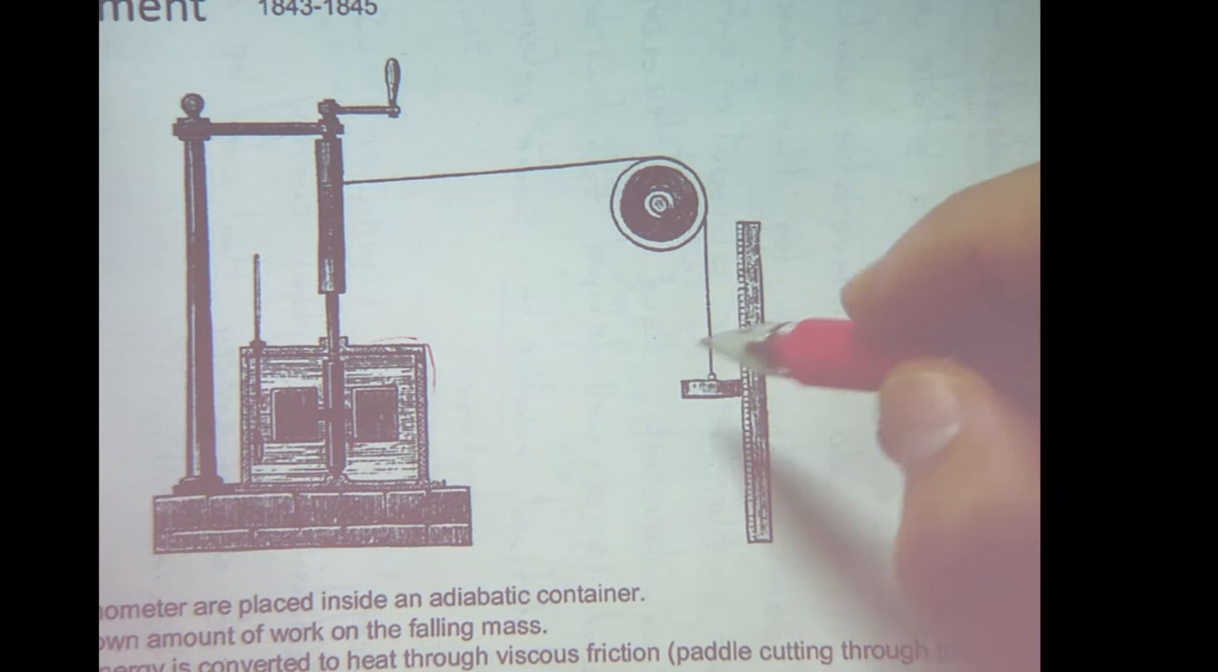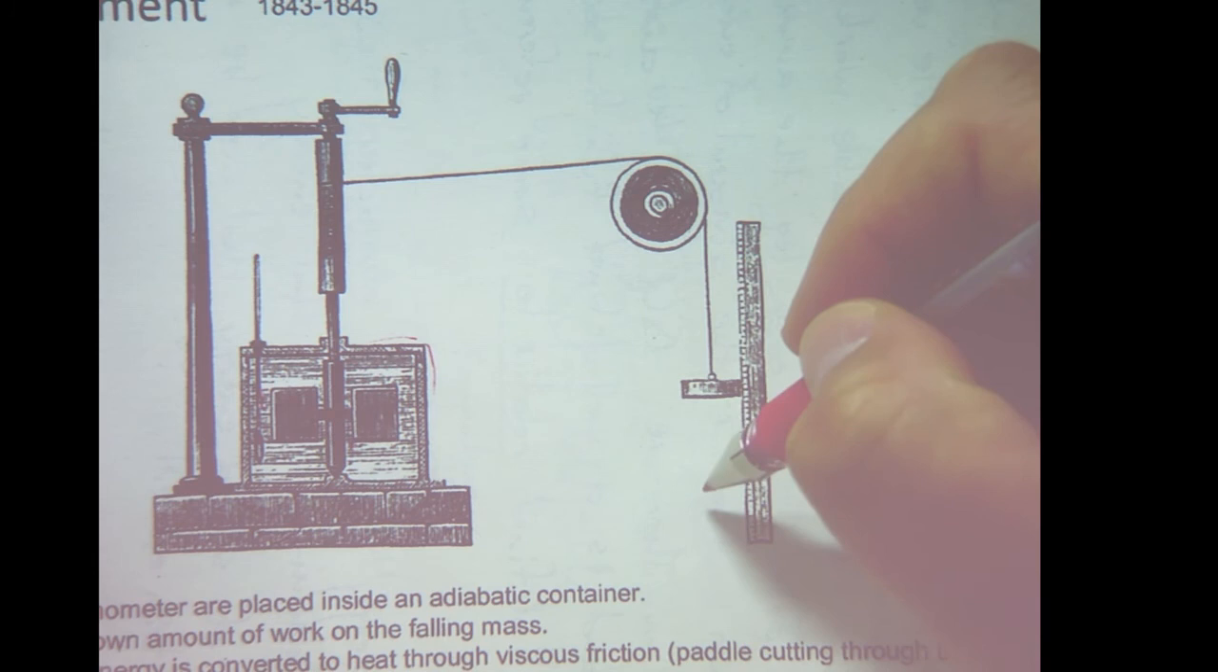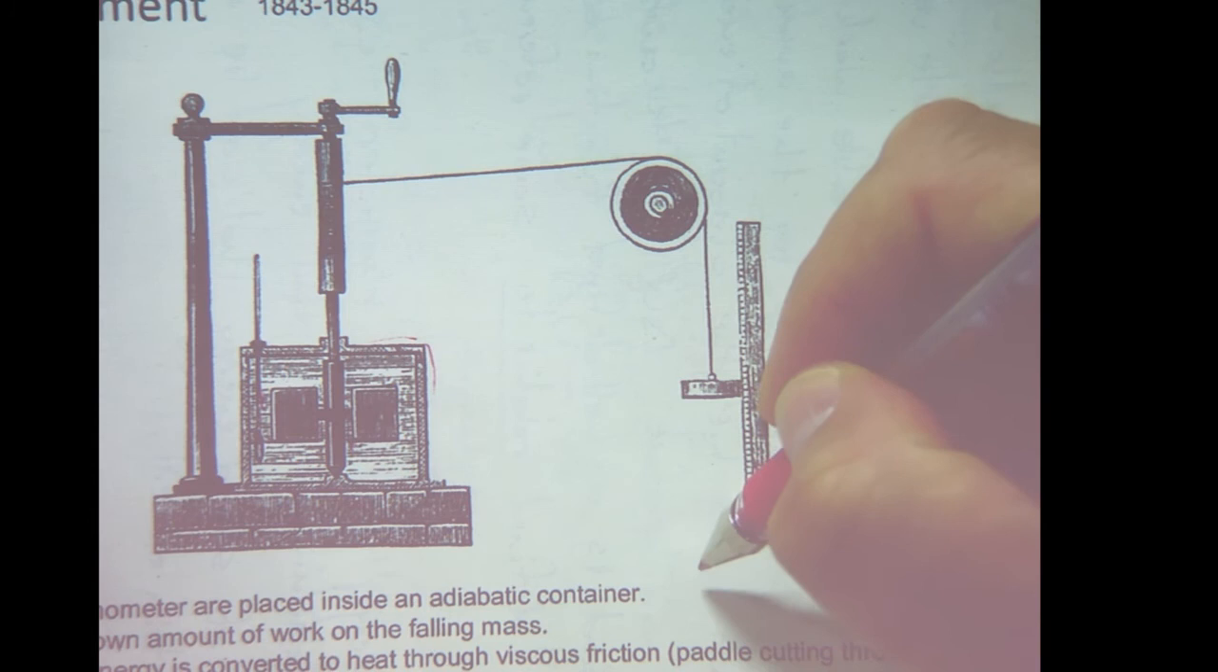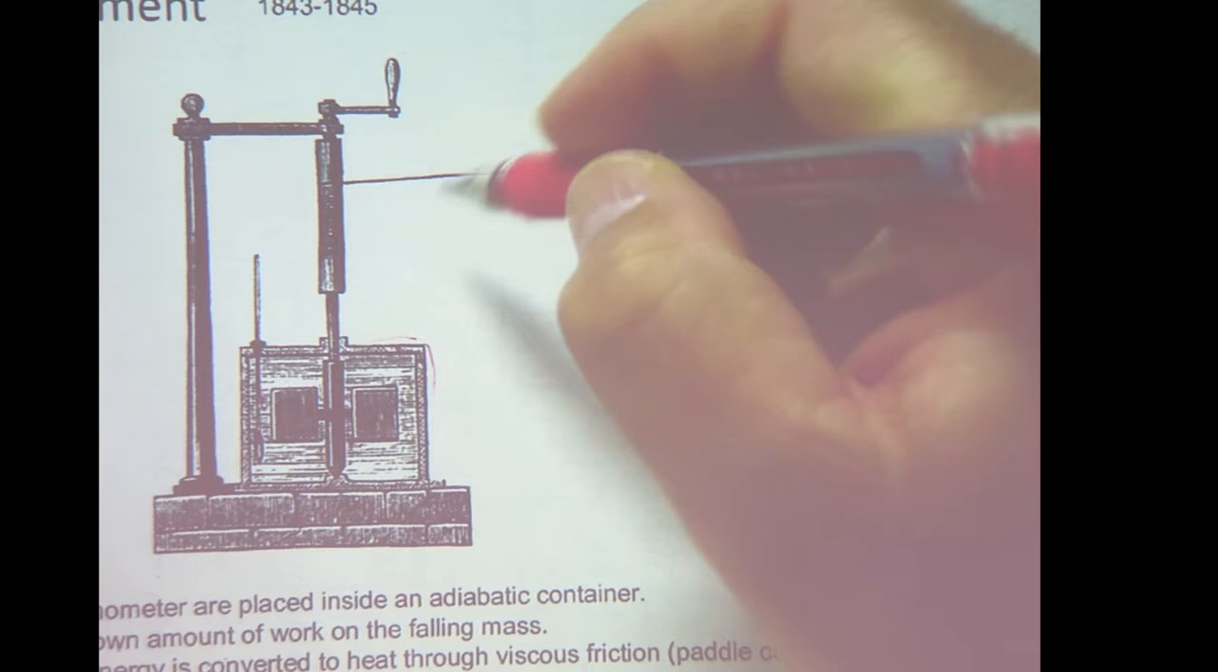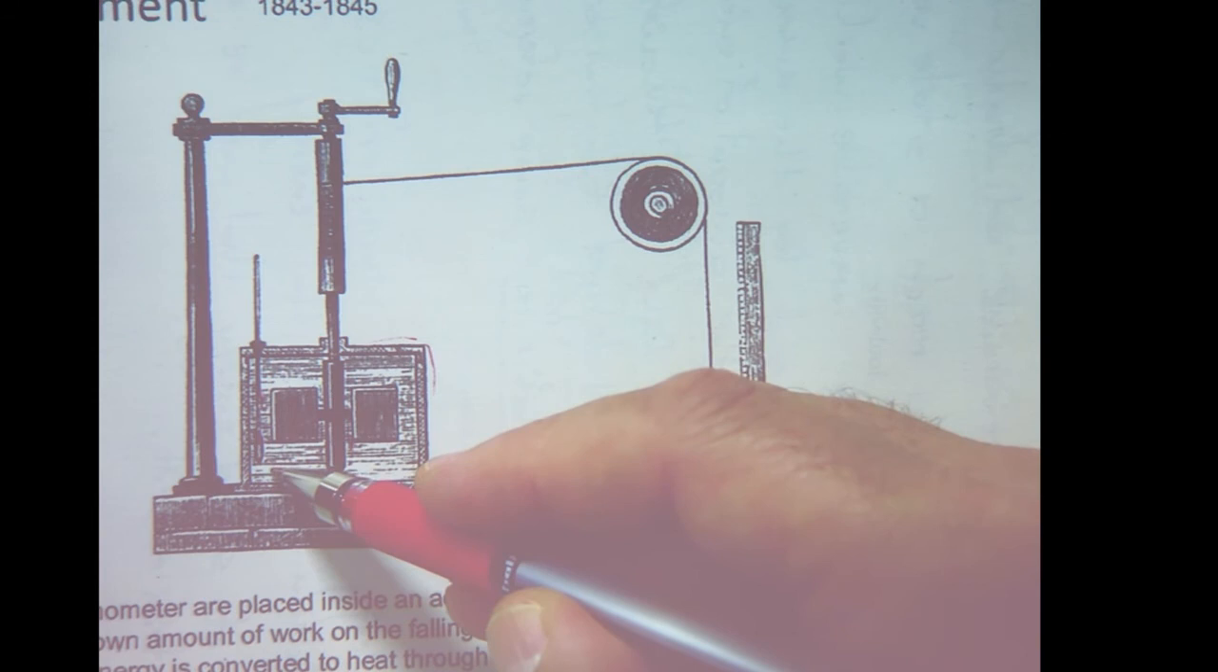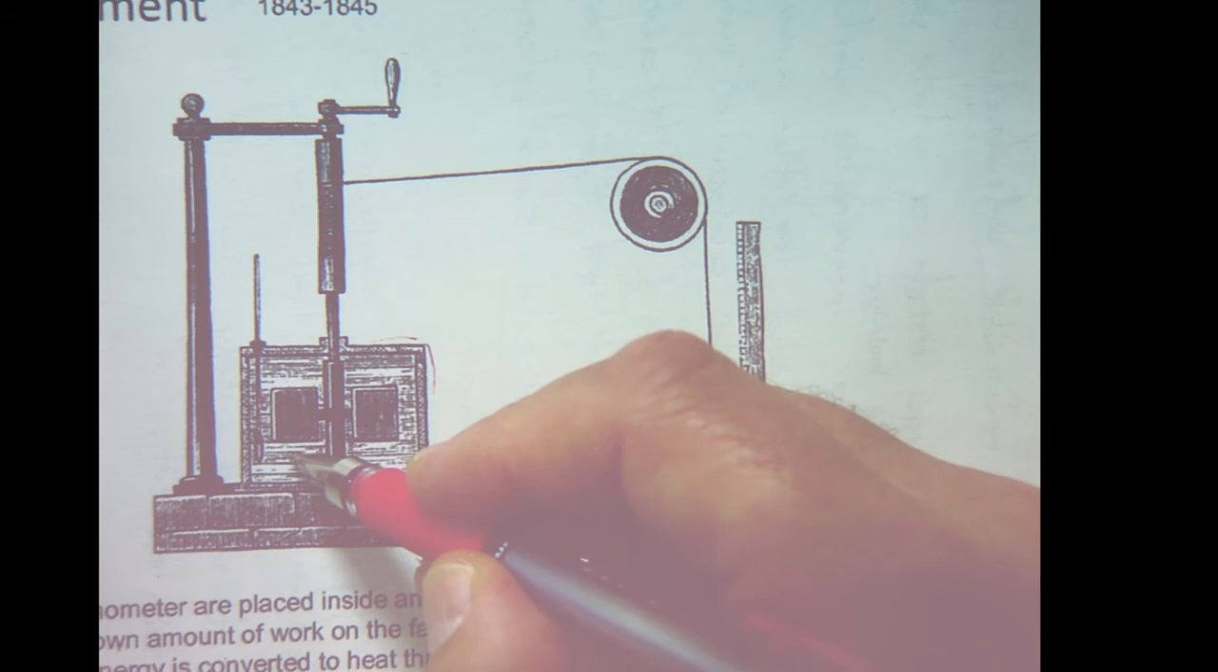What happened is that he would allow the mass to drop. This is purely mechanical energy. Gravity is doing work on the mass. It's causing a change in energy. Potential energy gets converted to kinetic energy. But actually, as it's coming down, it's rotating the paddle, and he found that the temperature would increase. So mechanical energy is converted into heat energy.